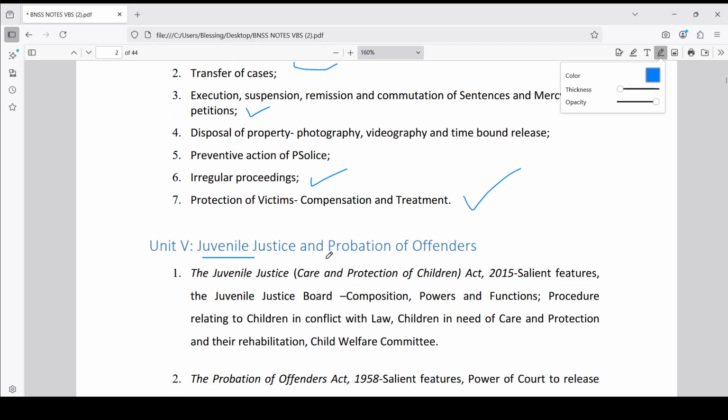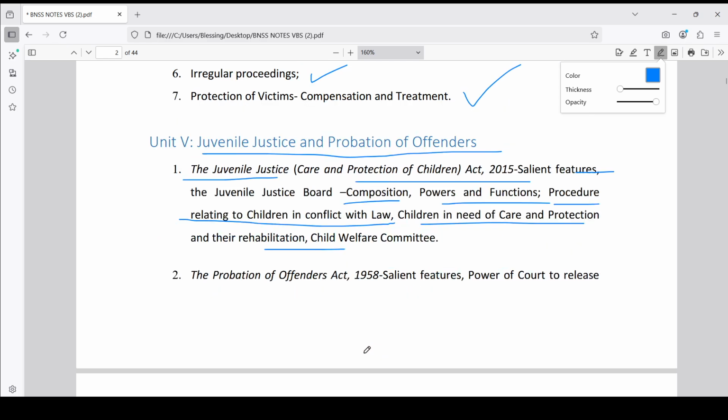Next come juvenile justice and the probation of offenders. This is not under BNSS; they have a separate act for this, that is the Juvenile Justice (Care and Protection of Children) Act. It covers salient features of the Juvenile Justice Board and its composition, how many members can sit in it, powers and functions of a Juvenile Justice Board, and procedure related to children in conflict with law, children in need of care and protection, their rehabilitation, and the Child Welfare Committee.